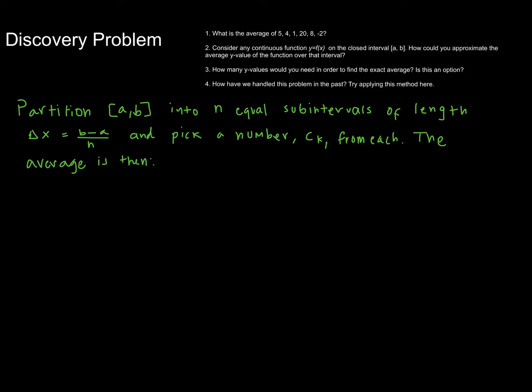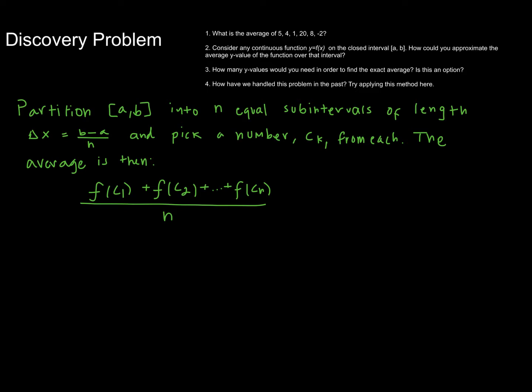Okay, so here's what we're going to do. We're going to partition our closed interval into n equal subintervals. And the length of each subinterval is just going to be b minus a over n, which we'll denote as delta x. And we're going to pick a number, and we'll call them c sub k, from each of these intervals. And we'll use that number in the interval to find the value of our function. So we'll take f of all the c sub k's. We'll add them together, and then we will divide by n, so that we'll have an approximation for an average value, as I have written right here.